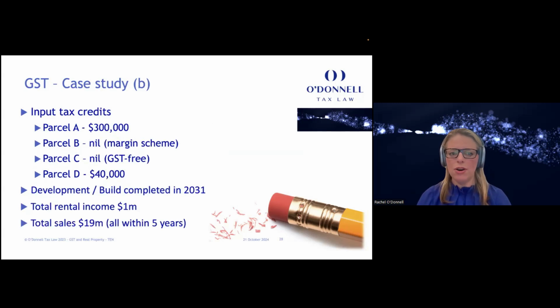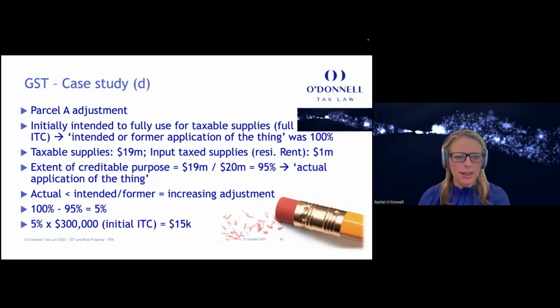Here what we've got is instead of having a fully creditable purpose, we've got a creditable purpose to a lesser extent. And if I tick through to the last one there, I've got here the taxable supplies of 19 million, input tax supplies of 1 million. So the extent of our creditable purpose is 19 million, that's to make taxable supplies, divided by the 20 million, which is the total supplies of 19 plus 1. So our creditable purpose is 95% going forward.